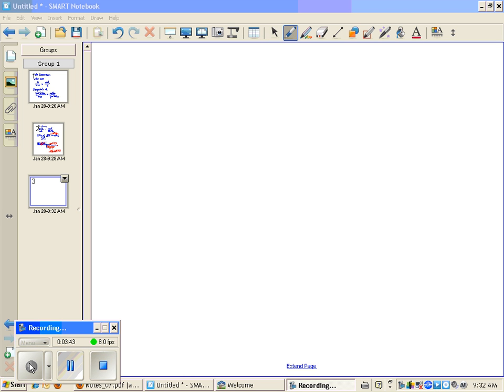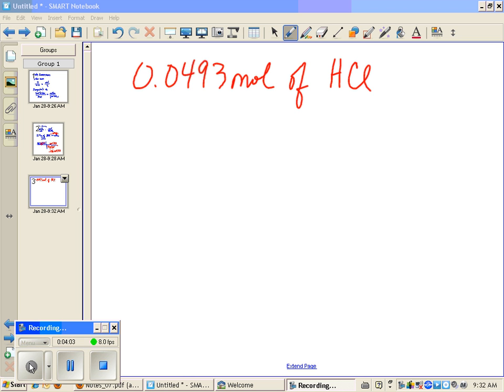All right, so now what I want to do is reverse that, right? So the problem we just did, I started with grams, I wanted to find moles. Well, what if I start with moles and want to find grams? Okay, so let me give you a problem. Let's say I have 0.0493 moles of hydrochloric acid. And I want to figure out how many grams of hydrochloric acid that is. All right, which would be a very common problem if you are trying to figure out how much product would be left over after you did a chemical reaction.